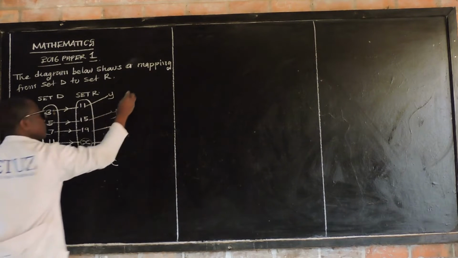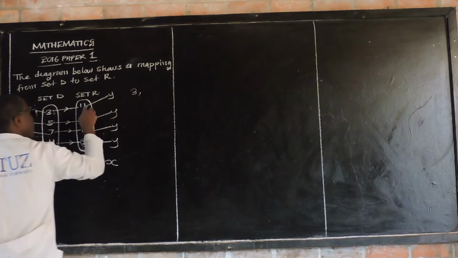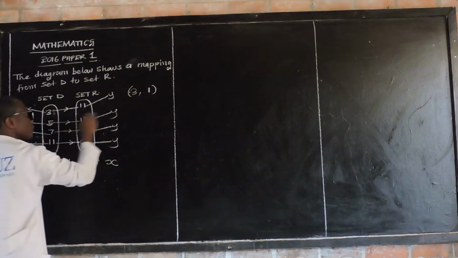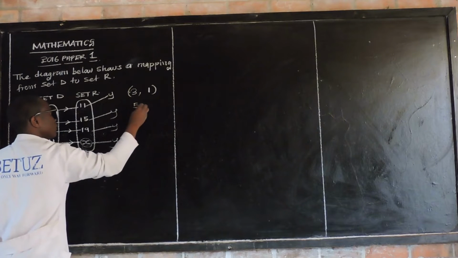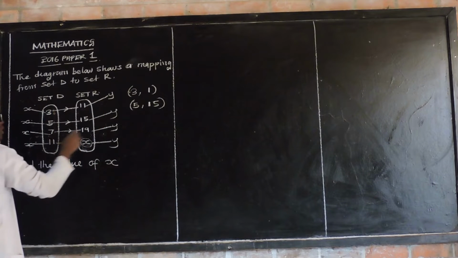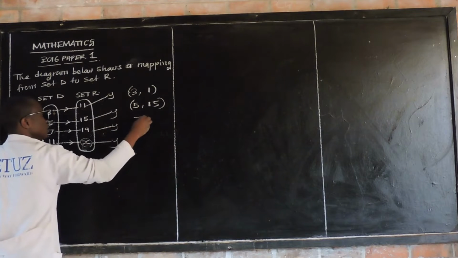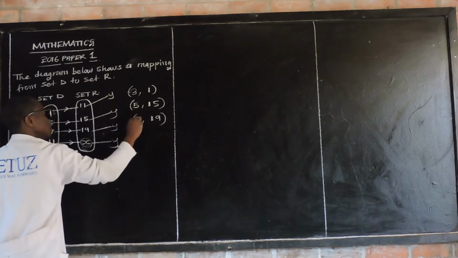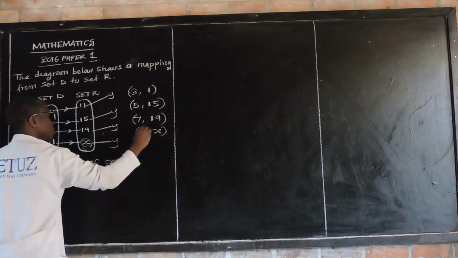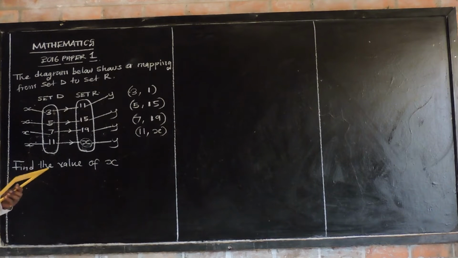So the first one is 3, 11. Then we have got 5, 15. Then you have got 7, 19, and then you have got 11, X. Okay, so these are coordinates.